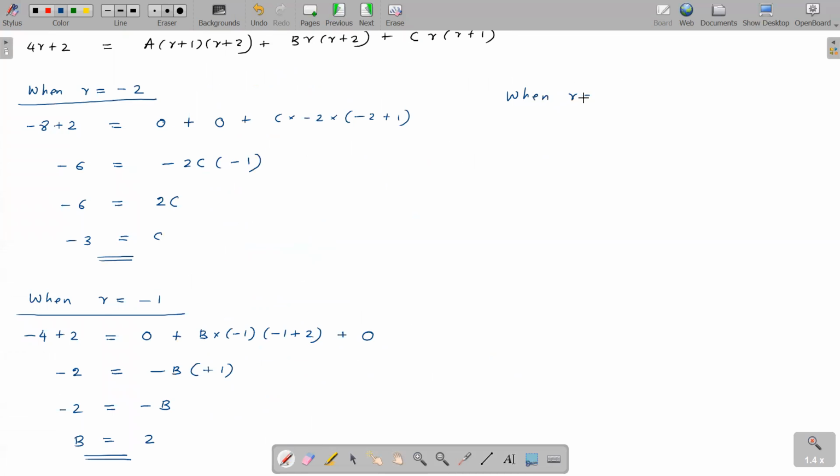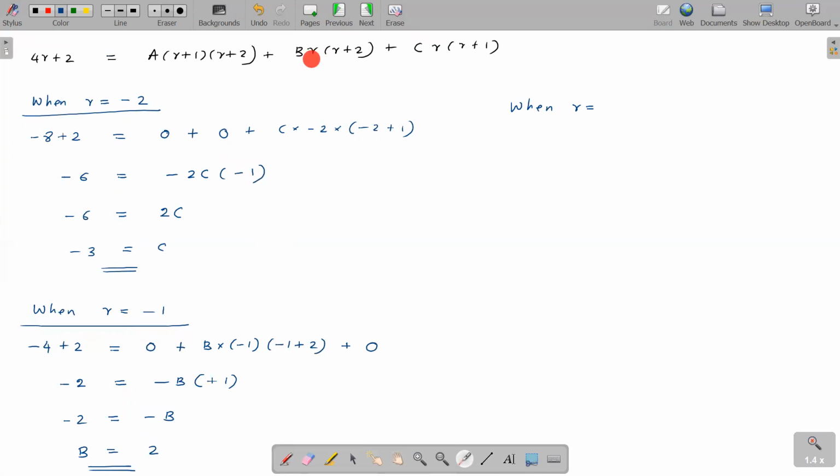When r is 0, as you can see, because we have terms that have only r, we can go with r equals 0. So when r is 0, 4 into 0 is 0, plus 2 equals... over here what happens? The first term, does it become a 0? No, right? a into 0 plus 1, 0 plus 2. So that term is remaining.